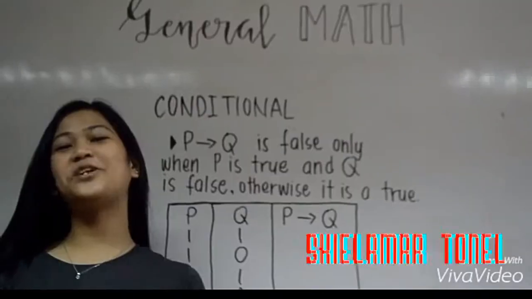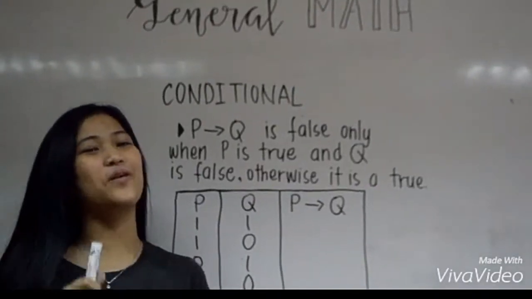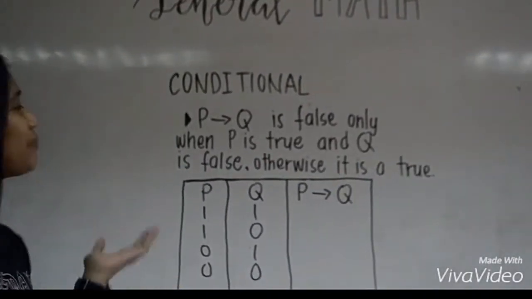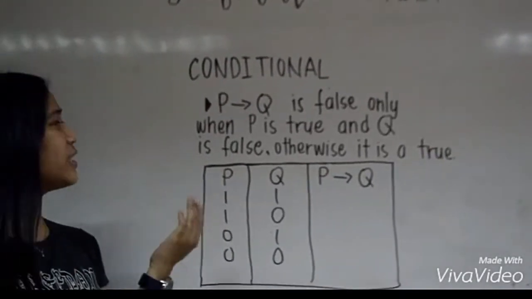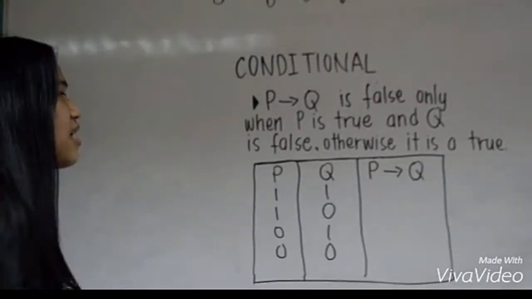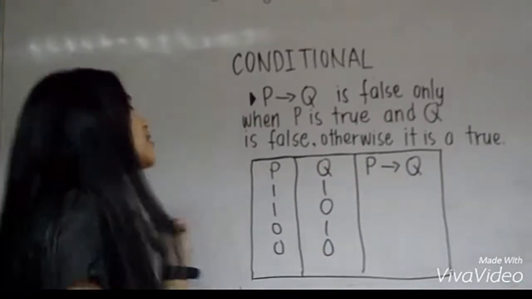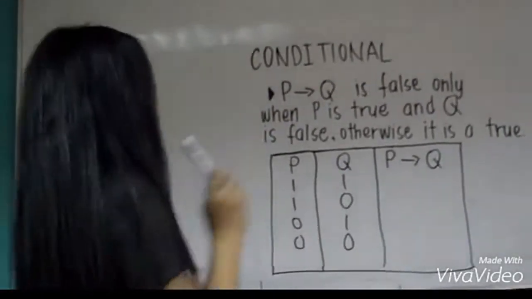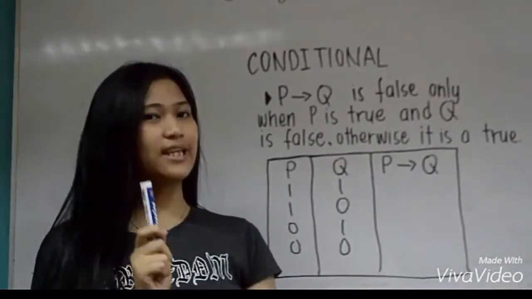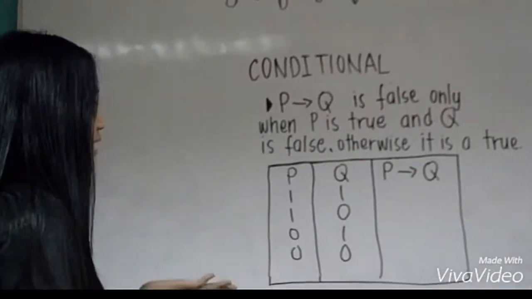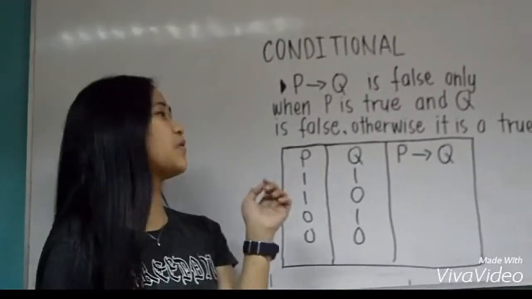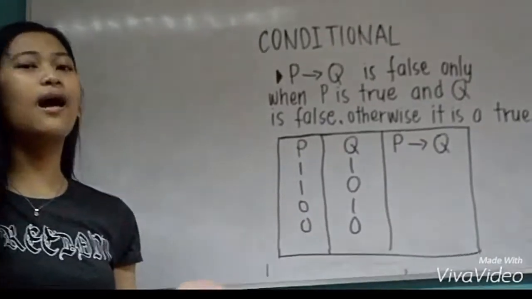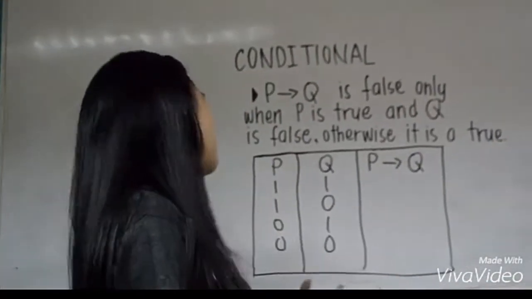Hello guys, I'm Sheila Martinel and I'm going to discuss about conditional. P implies Q is false only when P is true and Q is false. Otherwise, it is true. So, yung magiging false lang daw yung statement if yung consequent is false. So, we will make this table.